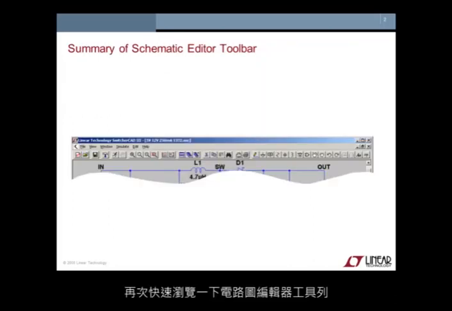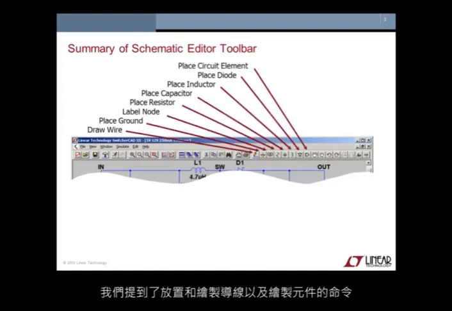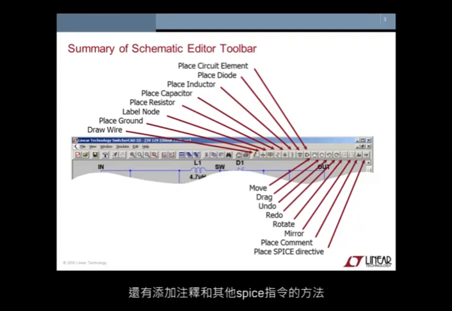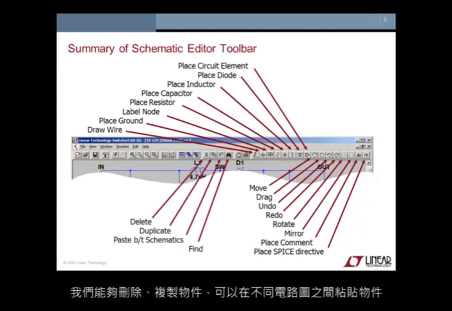And again, a quick overview of the schematic editor toolbar. We have, again, for placing and drawing wires and drawing elements, those commands available there that we've covered. Likewise, we talked about move, drag. There's also the undo, redo, rotate, mirror. There's also ways to add comments and additional SPICE directives. And last but not least, we have the ability to delete, duplicate. You can also paste stuff from different schematics.